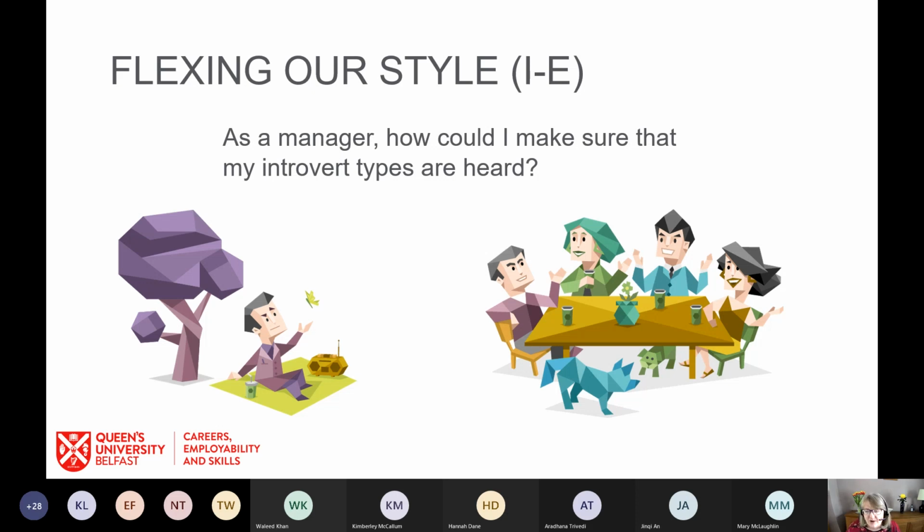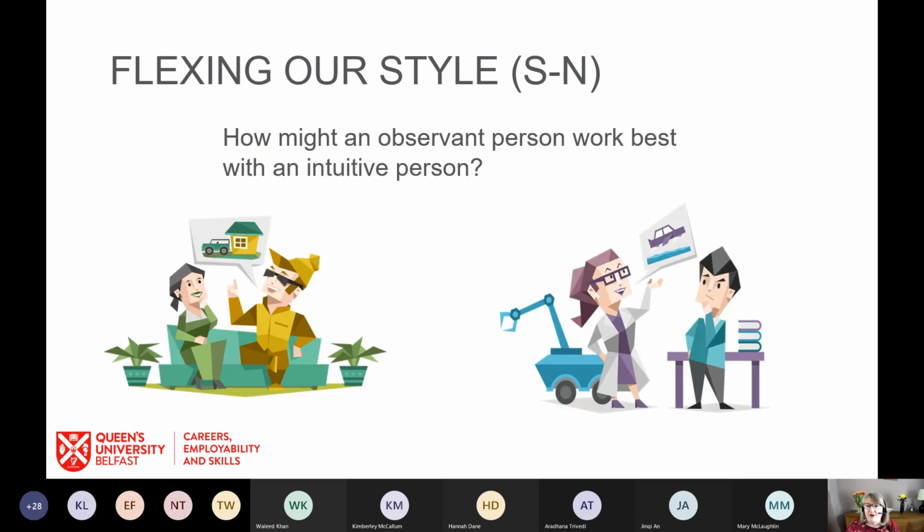So, think about how you would deal as a manager or as someone with a particular type of preference, how you're interacting with others, how you're flexing your style and making sure that you're able to work across different styles. So how might an observant person work best with an intuitive person? And if you remember, the observant person is practical, pragmatic, down to earth, and the intuitive person more imaginative, more open-minded, and more curious. So, how might you be able to work with those sort of different types to what you are?